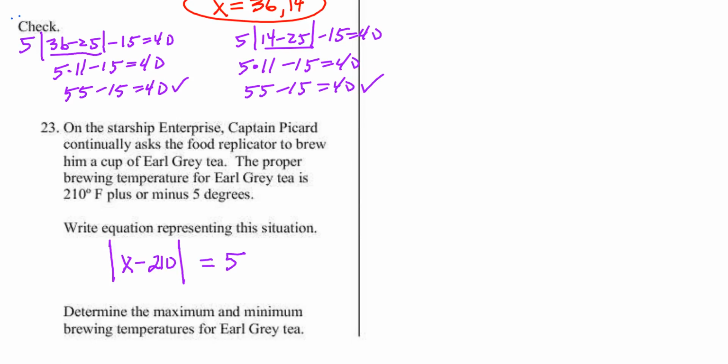The last part down here says solve that. So if we solve that, x minus 210 is equal to 5, and x minus 210 is equal to negative 5. We can probably figure that out with just mental math, that x has to be 215 degrees Fahrenheit or 205 degrees Fahrenheit. Those are the two temperatures that the tea has to be between.